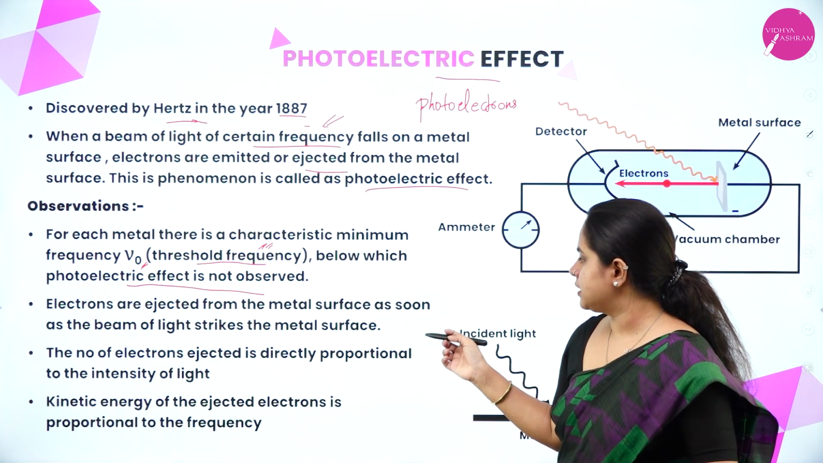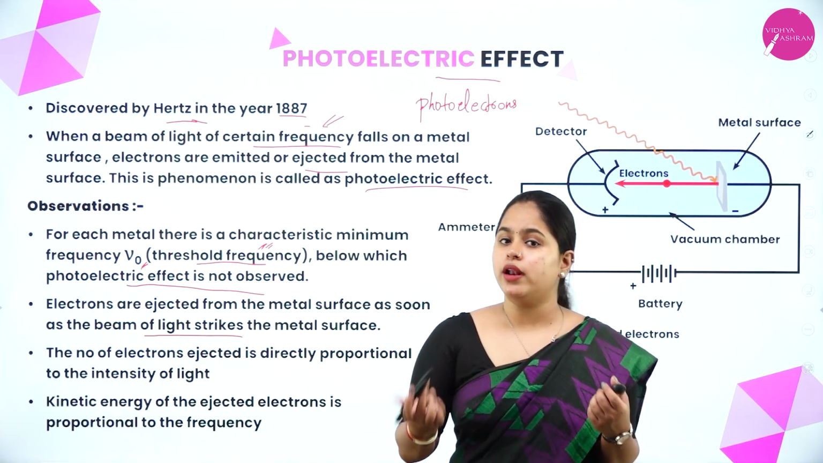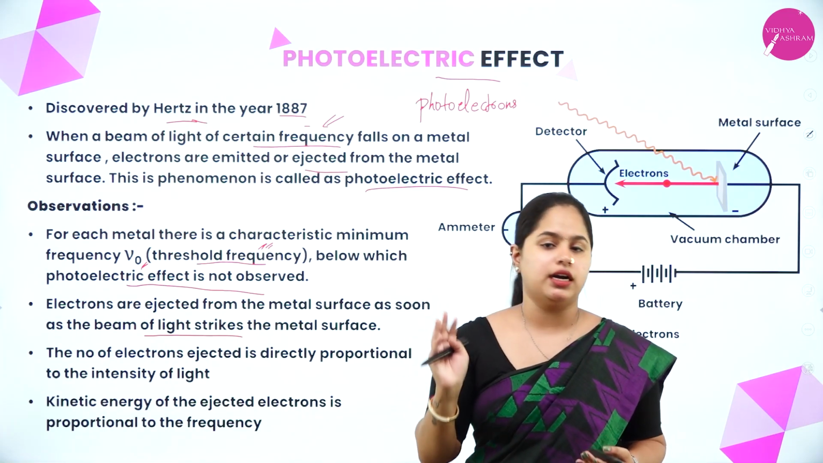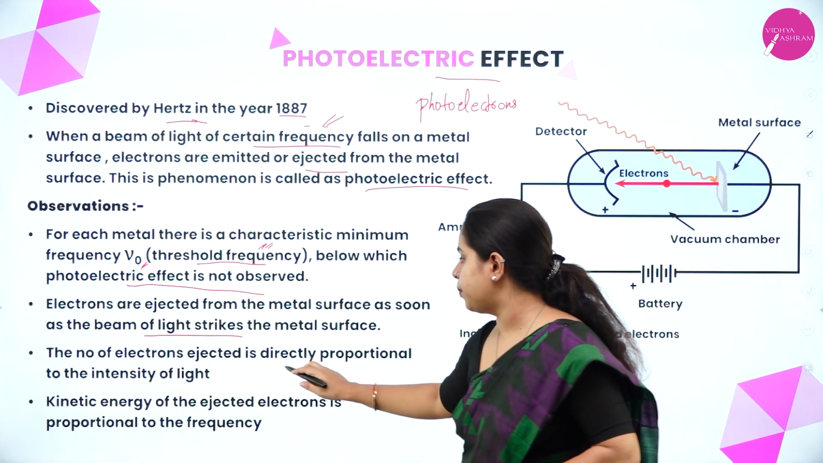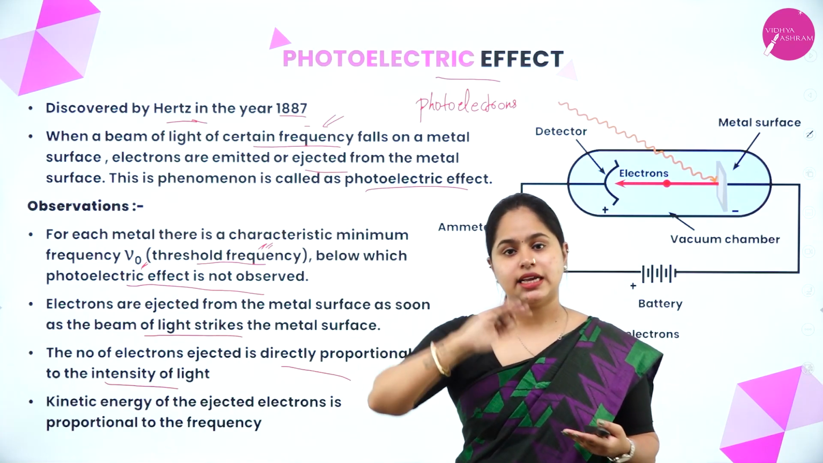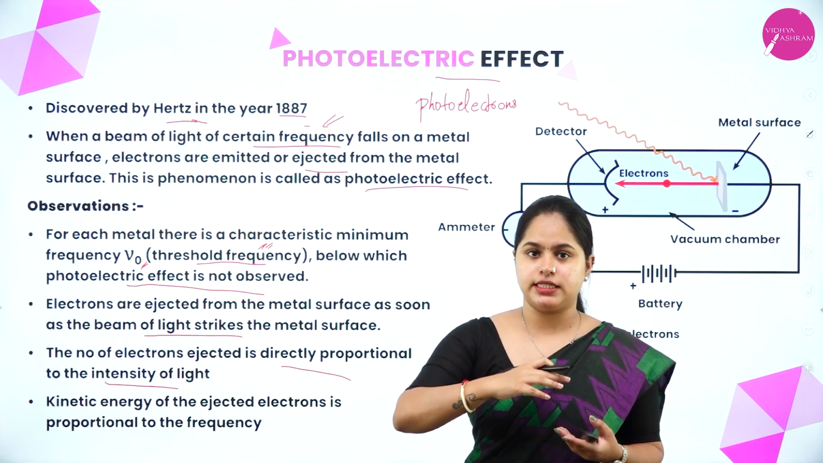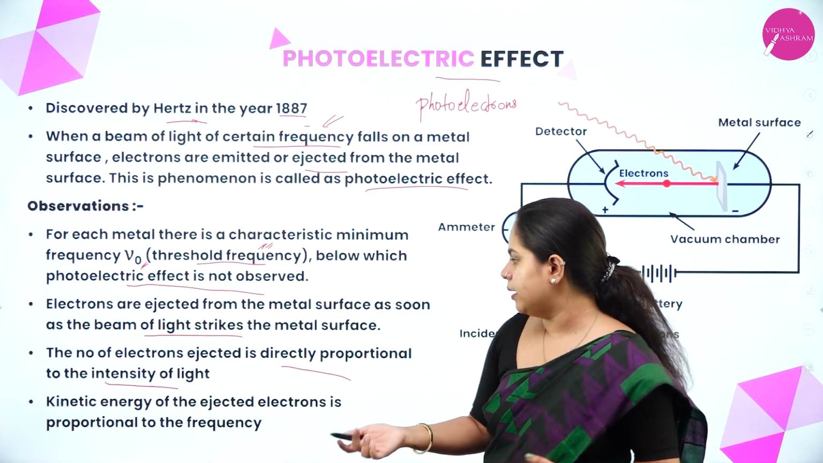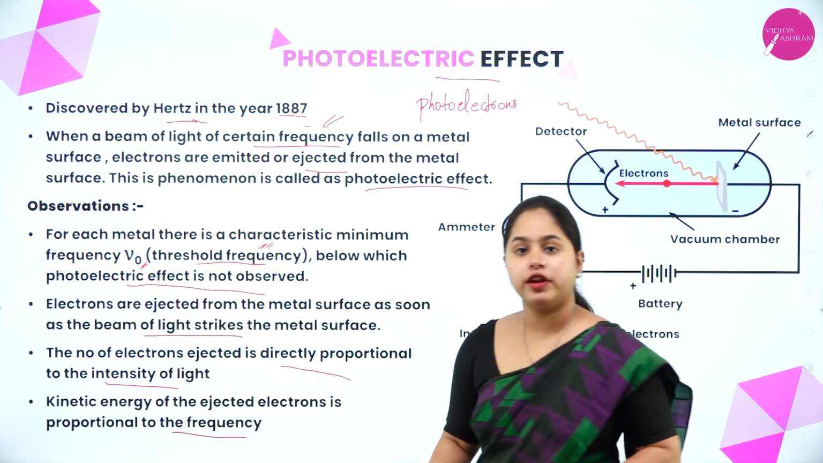Electrons are ejected from the metal surface as soon as the beam of light strikes. So there is no lag in there. As soon as the light touches your metal surface, it will immediately start ejecting electrons. And the number of electrons ejected is directly proportional to the intensity of the light incident on the metal surface. If the intensity of the light is more, more electrons will be ejected. Clear? And the kinetic energy of the ejected electrons is proportional to the frequency.